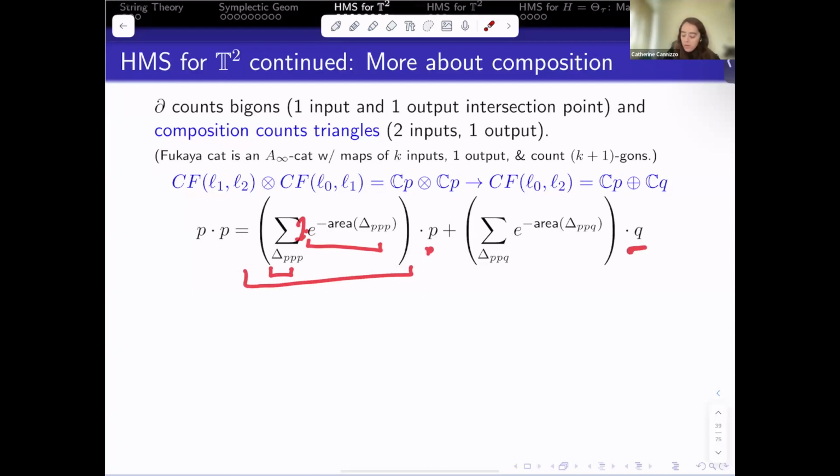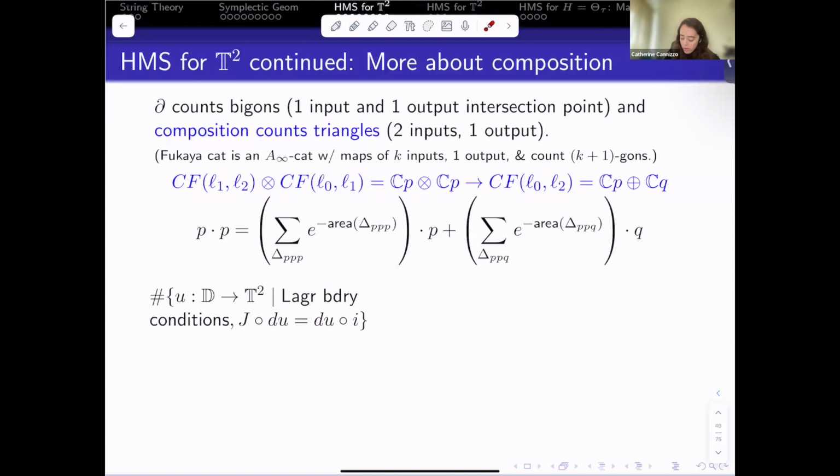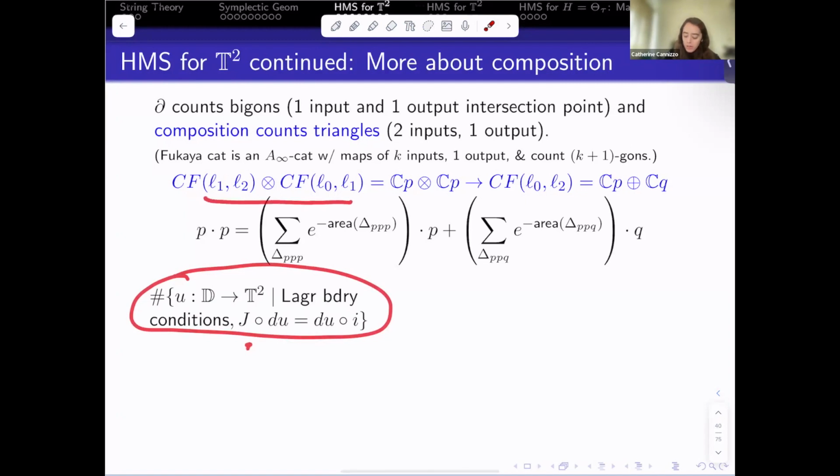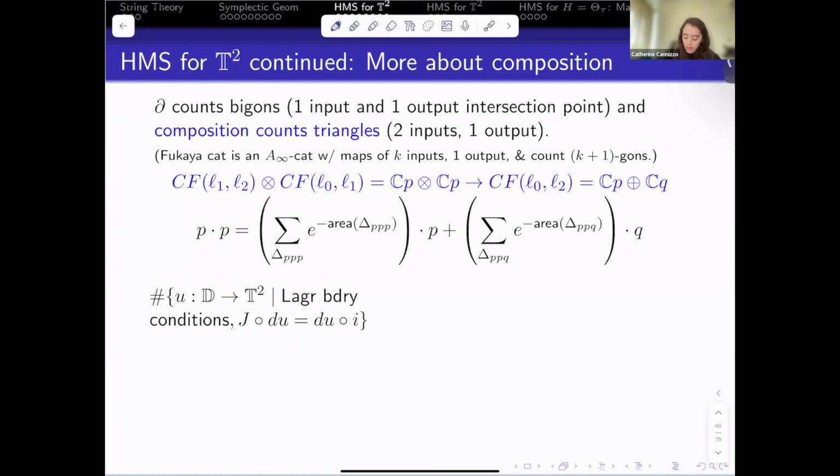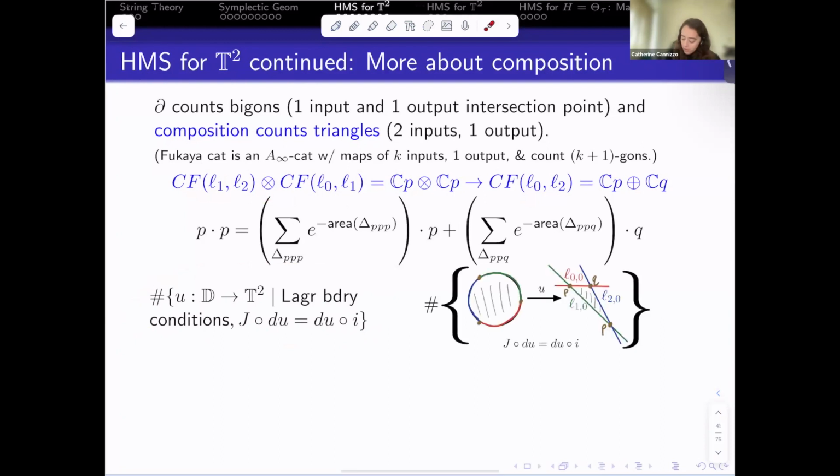Then we have this other output point Q, we do the same thing. By looking at these larger and larger triangles, this is an infinite series. Turns out it's equal to a theta function evaluated at 1. And that's the same thing that shows up when you multiply theta functions. Okay, so just to recap, the moduli space, we're counting curves from a disk into T2 that have Lagrangian boundary conditions given by L0, L1, L2 that are holomorphic. And the picture is this one.